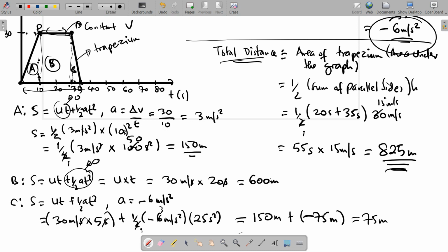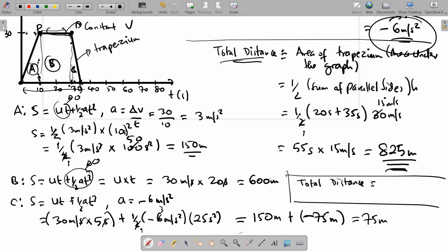So if you're going to find total distance now, total distance will be equal to 150 meters plus 600 meters plus 75 meters, which gives you 825 meters. So you end up finding the same answer as in the previous solution. So this is how you do it.